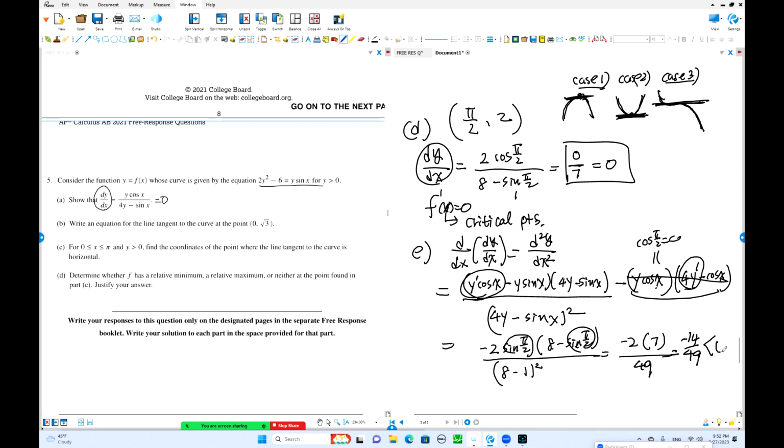That is a negative number. Negative means concave down. Concave down at this point, so this is a relative maximum. Because our second derivative is less than 0, it has a relative maximum at this point. You have to show this. This one is a little hard. Number D.